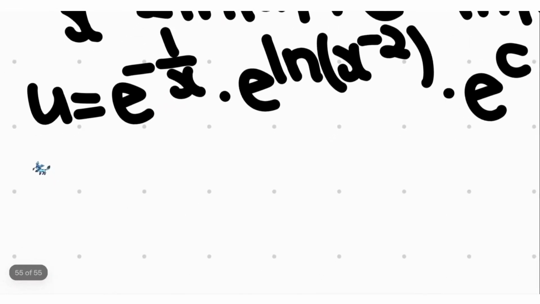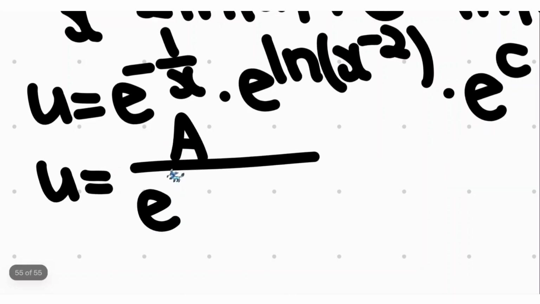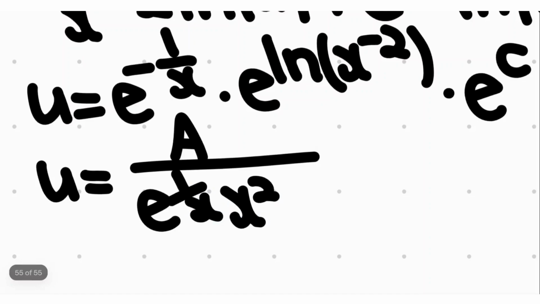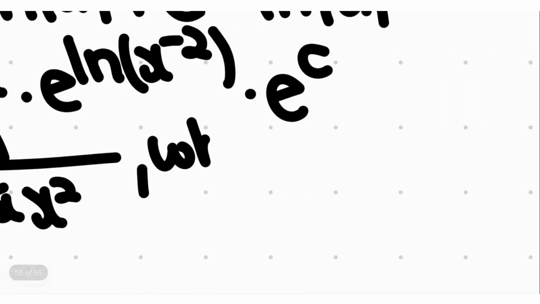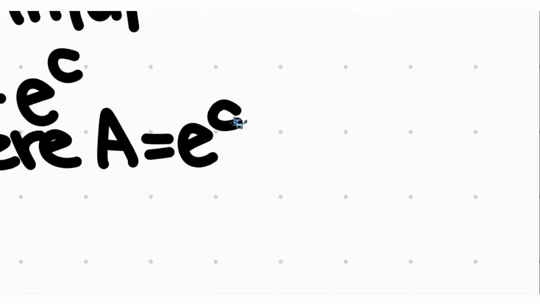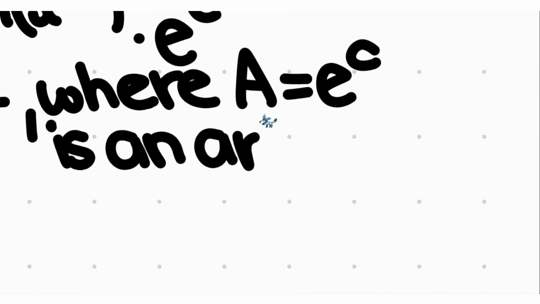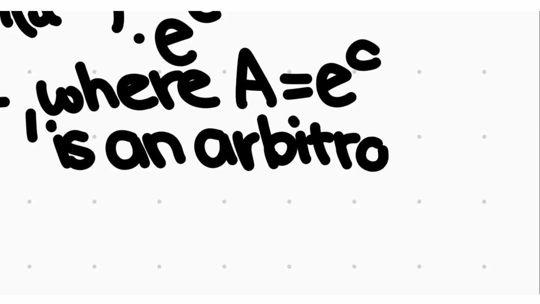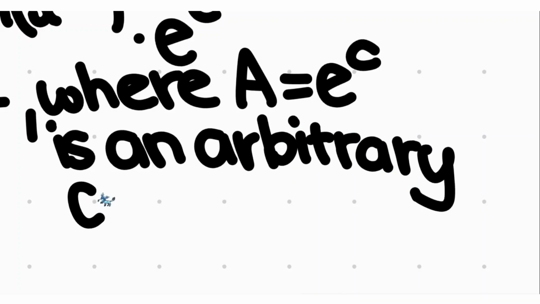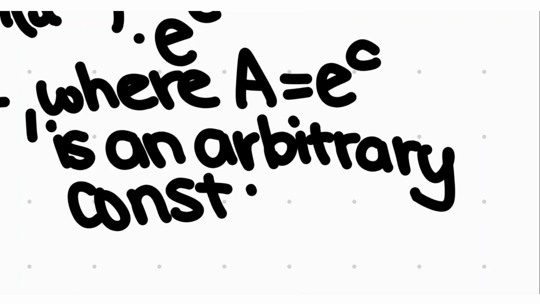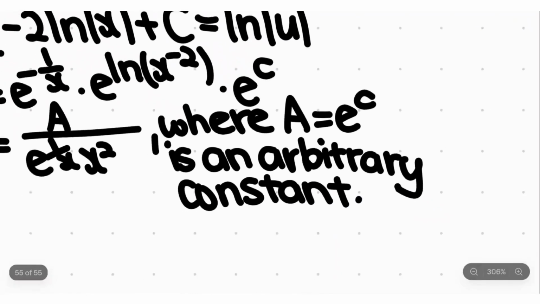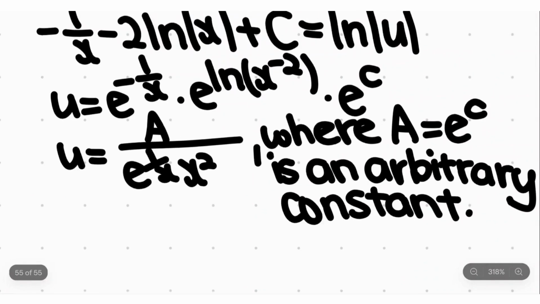And simplifying all this, we will get u equals, and I'll rewrite e to the c as a, a times e to the negative 1 over x, over x squared, where a equals e to the c is an arbitrary constant. Okay, we've found u. Great.